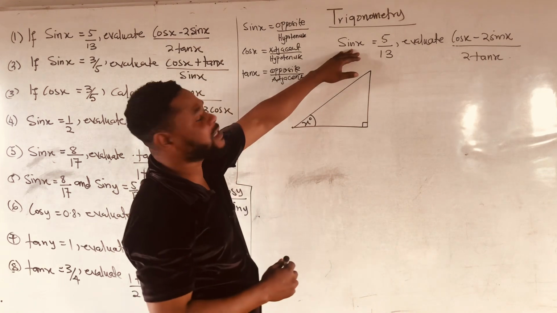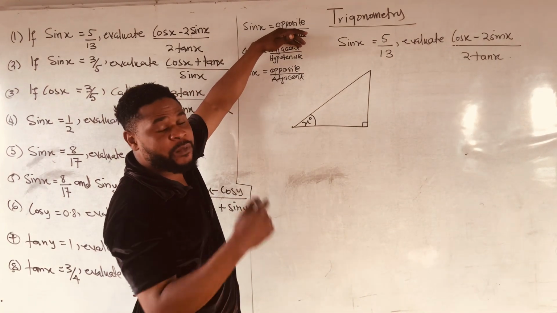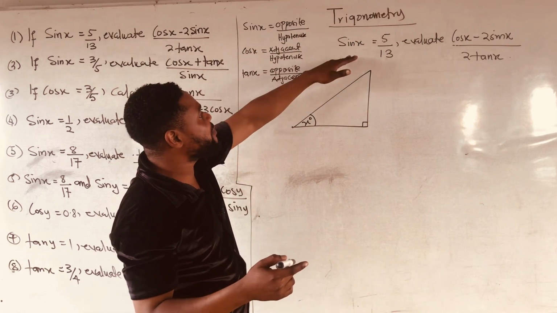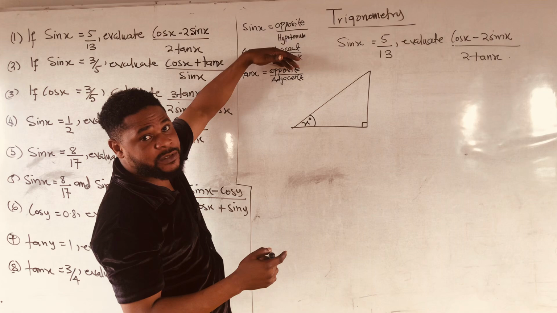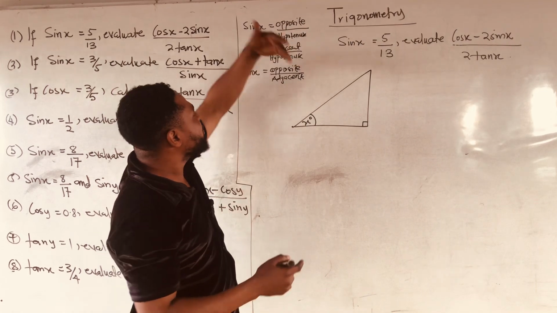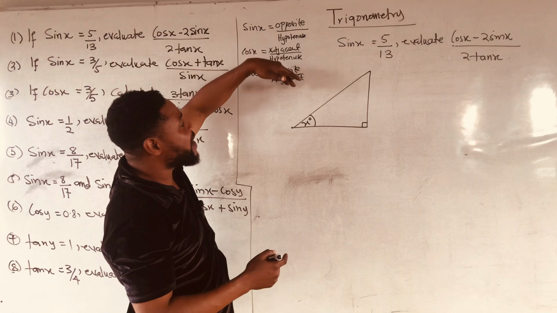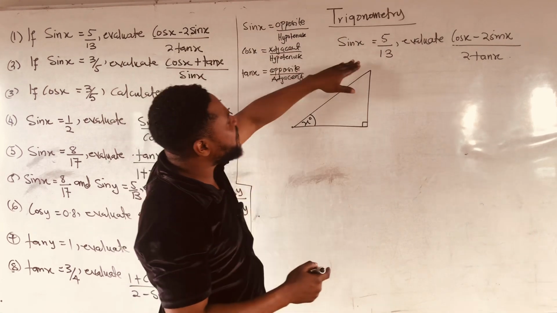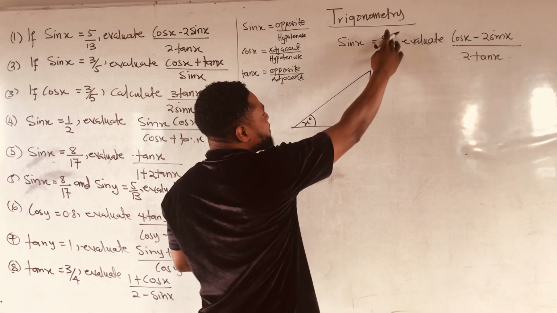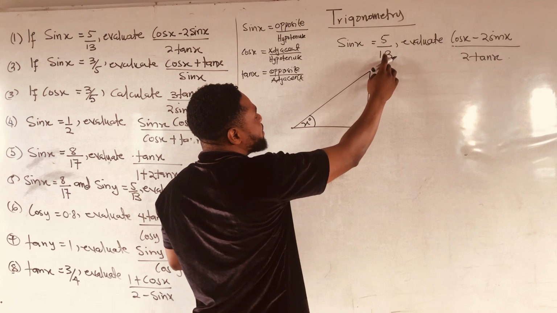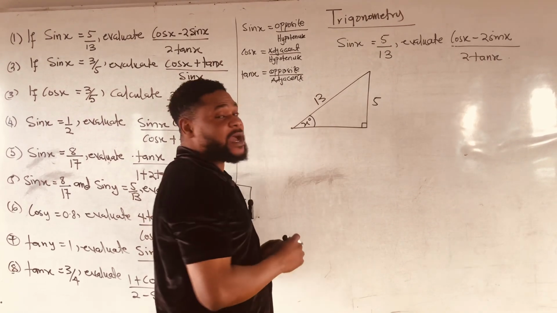So when we talk about sine, it talks about opposite over hypotenuse. And don't forget, if we talk about cos, it talks about adjacent over hypotenuse. And if we talk about tan, it talks about opposite over adjacent. Therefore, we are dealing with what? Sine. So our 5 becomes opposite and the 13 becomes hypotenuse. So we put our 5 here and our 13 here nicely.